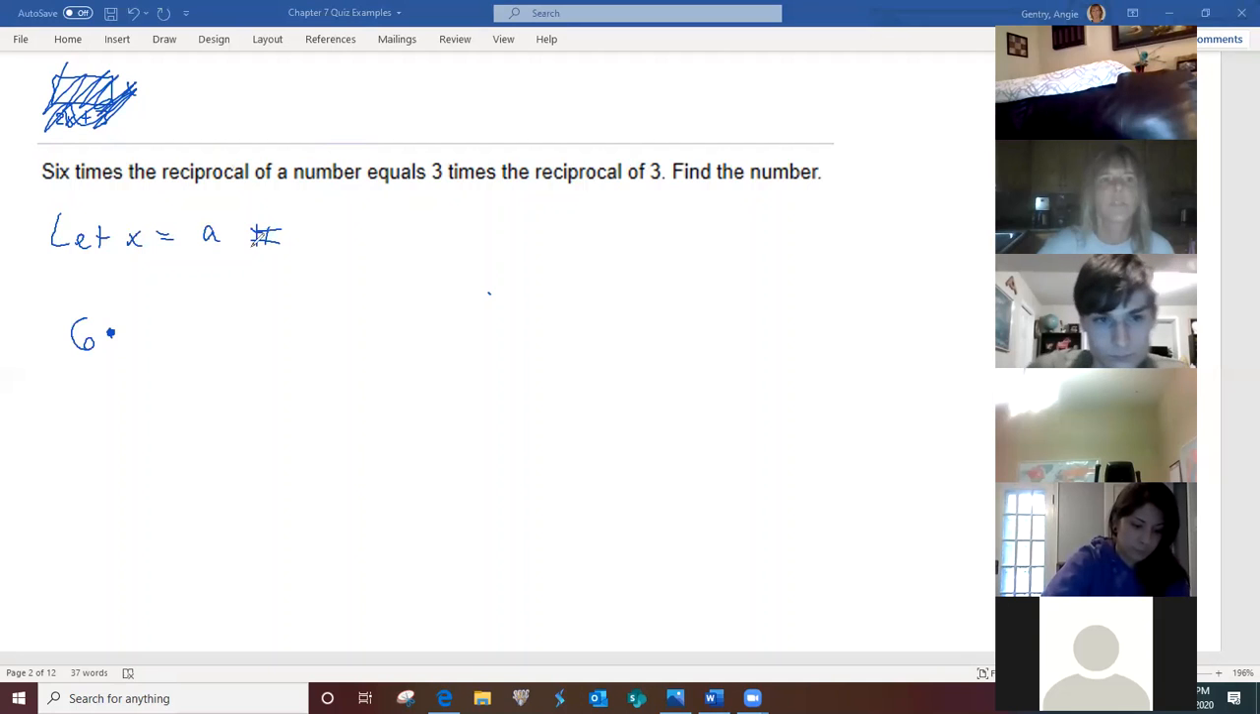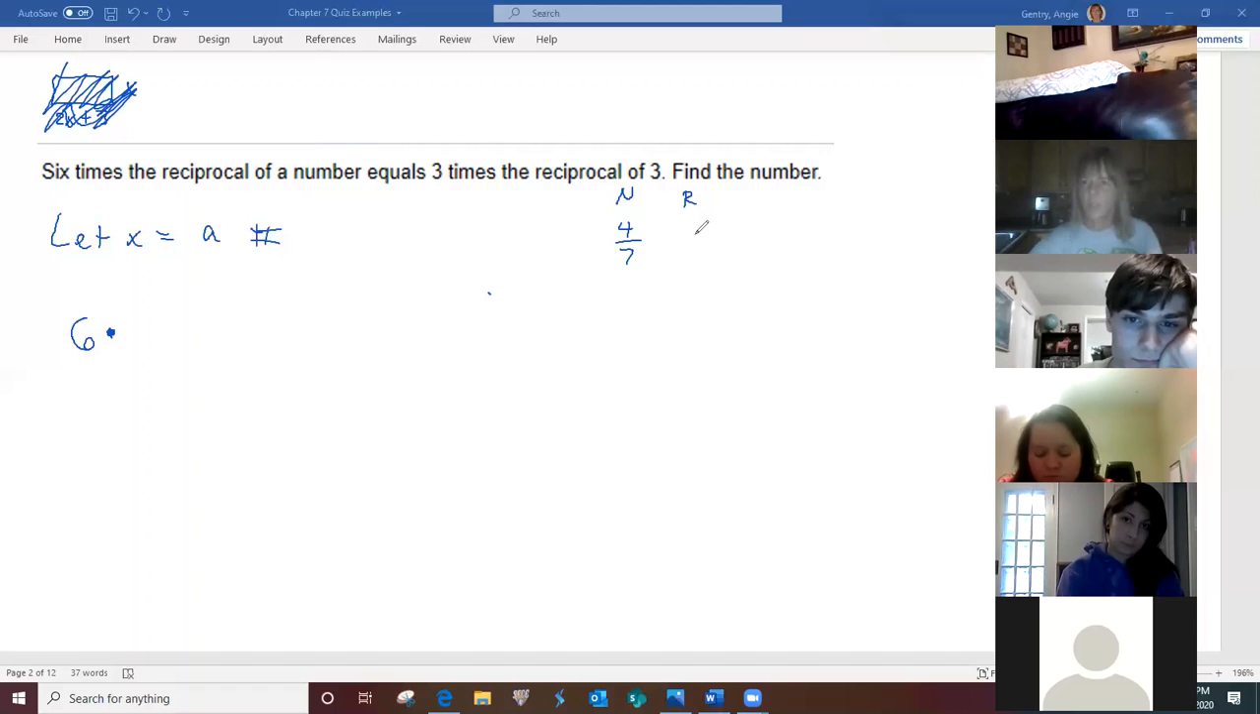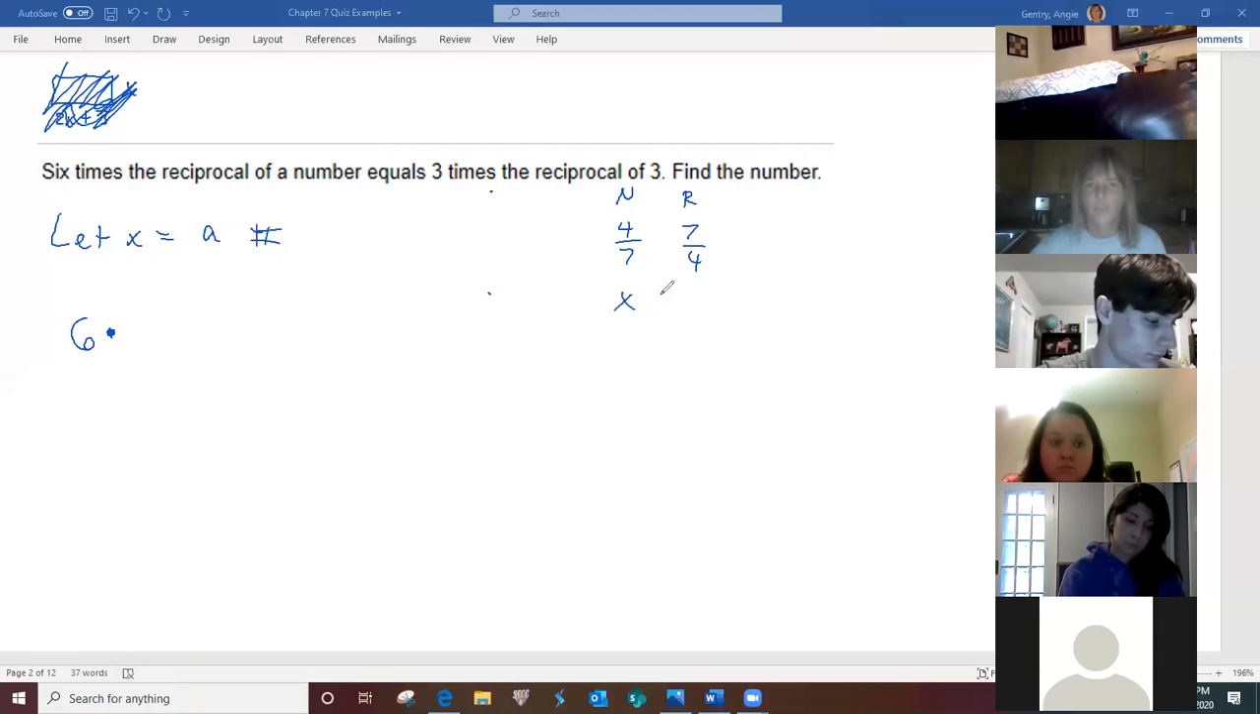If I tell you 4 sevenths and ask, is this a number? Yes. What's the reciprocal? Reciprocal means flip it. So the reciprocal of 4 sevenths is 7 fourths. We have no problem with this. But when we say let the number be x, people freak out over the reciprocal.